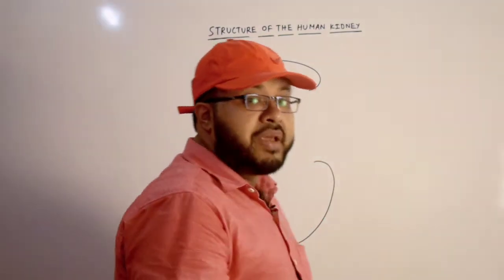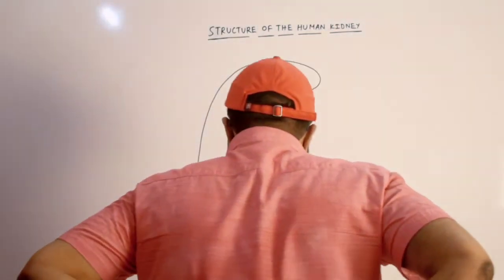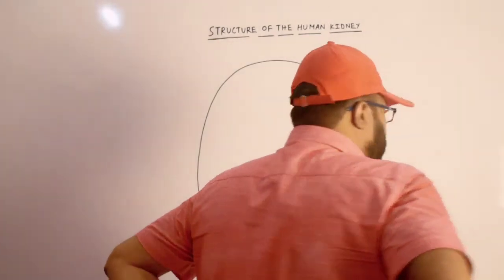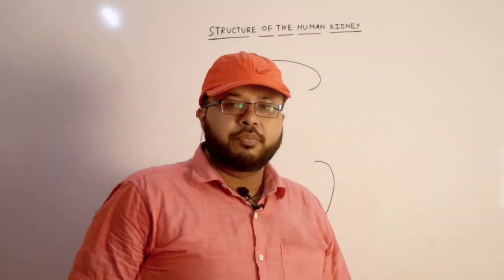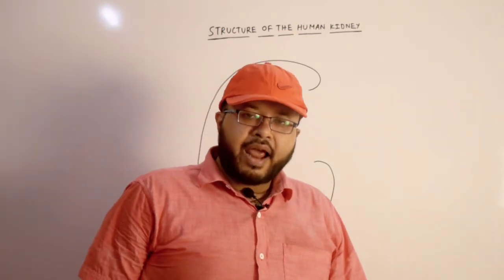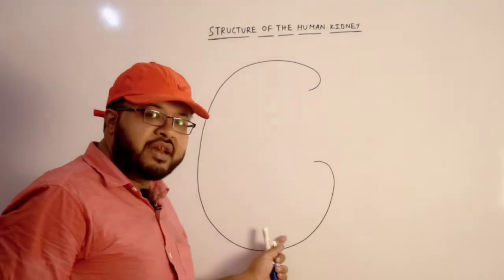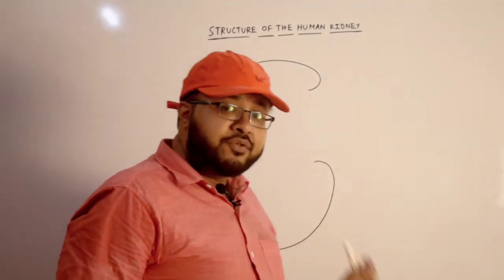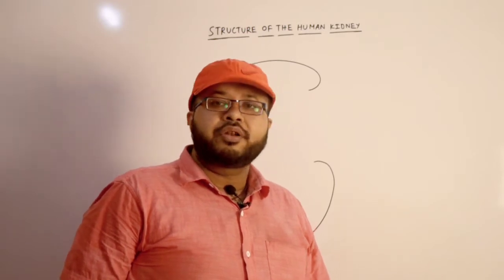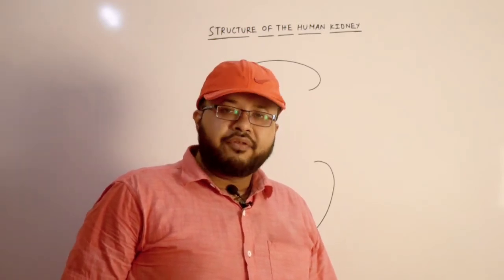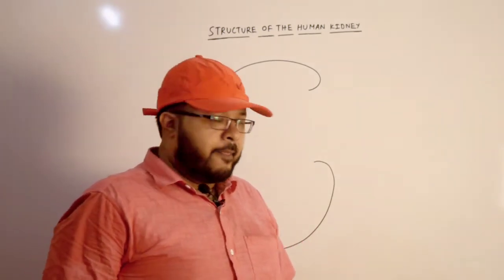Kidneys are bean-shaped, paired organs located in the back of the abdominal cavity in the dorsal side of the body, one on each side of the vertebral column. An adult human kidney is about 10 to 12 centimeter in length, 5 to 7 centimeter in width, and 2 to 3 centimeter in thickness with an average weight of 120 to 170 gram.